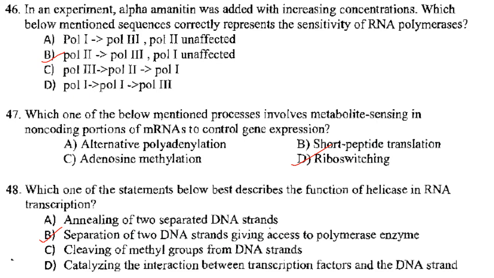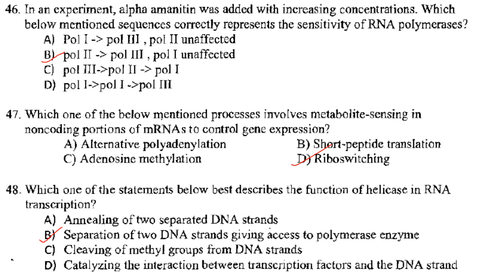Then next one. In an experiment, alpha-amanitin was added with increasing concentration. Which below mentioned sequences correctly represents the sensitivity of RNA polymerases? So the various RNA polymerases are sensitive to alpha-amanitin. So the answer here is option B, that is Pol2 greater than Pol3, Pol1 is unaffected. So the answer here is option B.